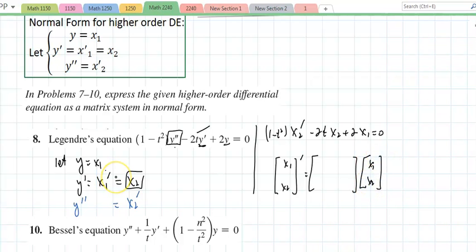Aren't you going to let x1 prime equal x2? So wouldn't you say that is 0, 1, x1, x2? And how about x2? What are you going to let x2 prime equal? Well, right there, solve for it.